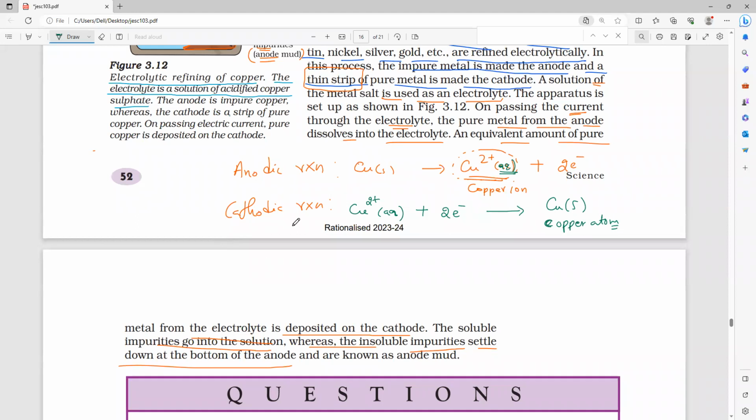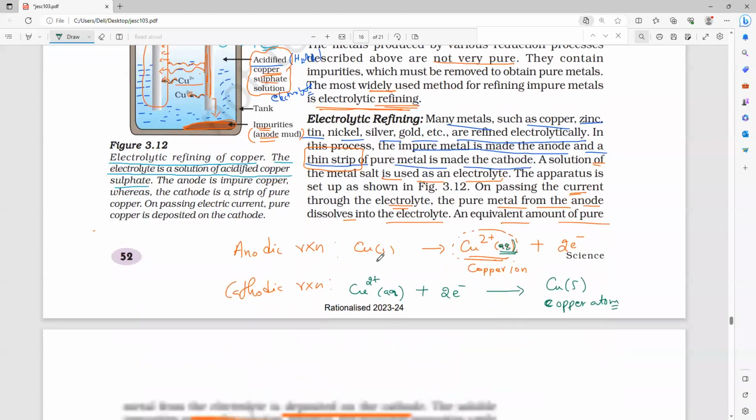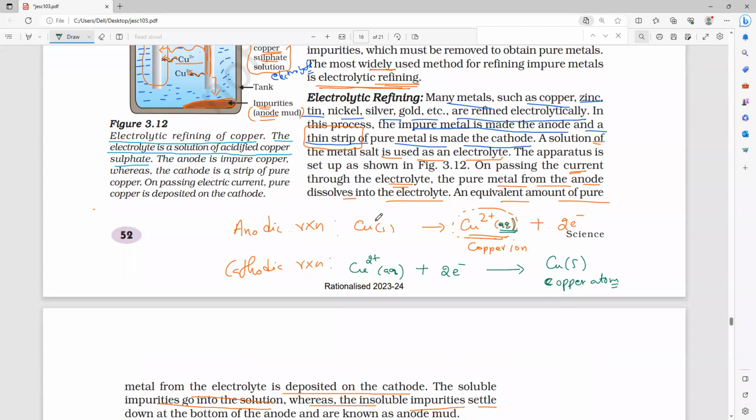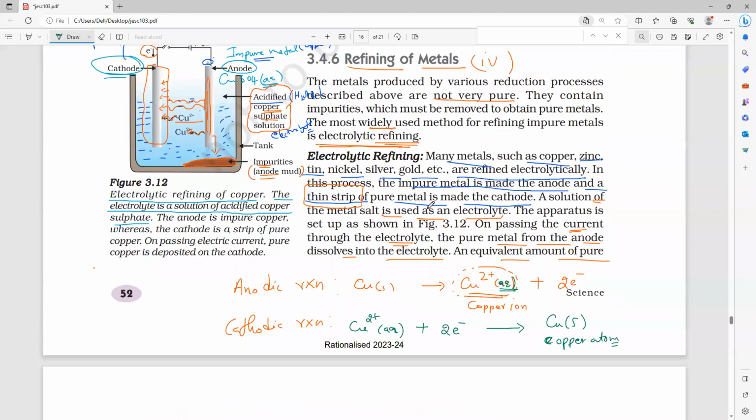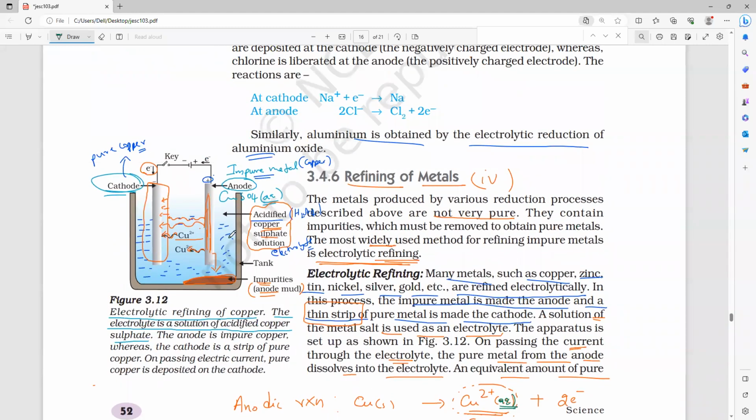So the anodic and cathodic reactions are the most important. For every metal refining, the same thing will happen. Just replace the metal symbol with M, and be careful about the number of electrons. If it is mercury also, how many electrons? 2 only. Understand? So keep in mind, during electrolysis, the cathode becomes thicker and the anode becomes what? Thinner. So that is very important.